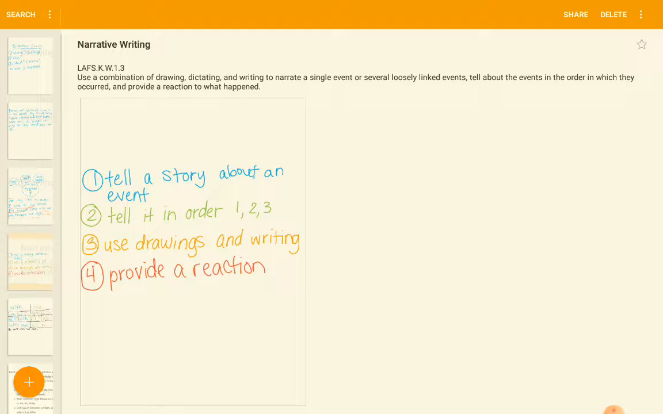Number 1, tell a story about an event. We did that on Monday. We're going to add to it. Today we're going to add more details and make sure we tell them in order. So we are going to say first, then, and next. We're using those transition words. And we've already used drawings and writing to help describe a birthday. And then tomorrow we are going to provide a reaction.